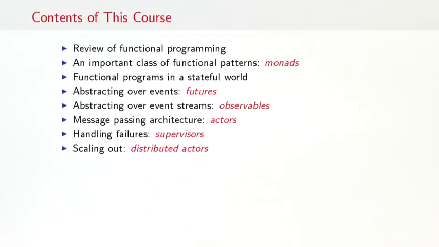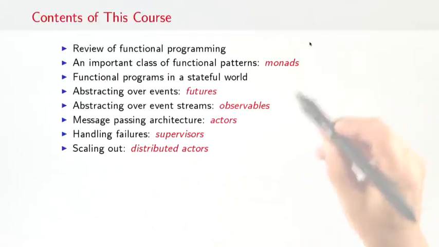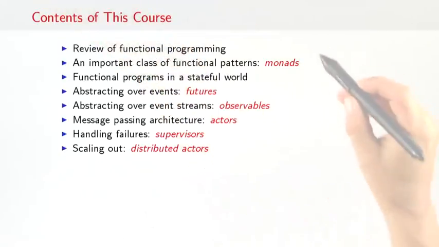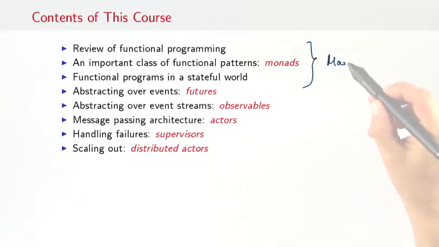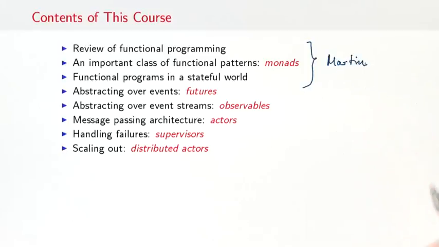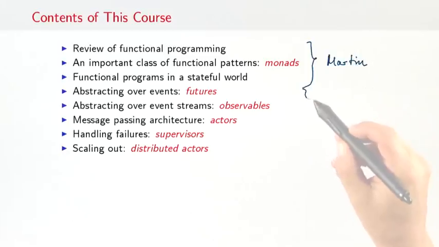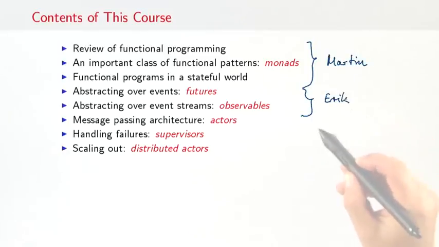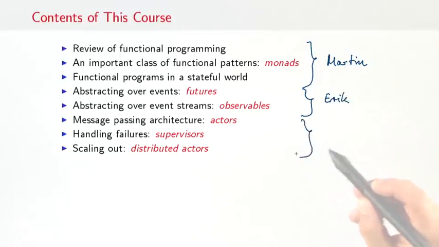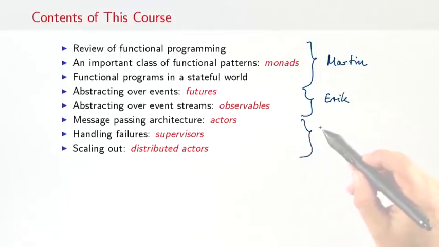The course is given by 3 lecturers. I will cover the first 2 weeks. Eric Meijer will cover futures and observables. That's week 3 and 4. And finally, Roland Kuhn will cover actors, supervisors, and distributed actors.